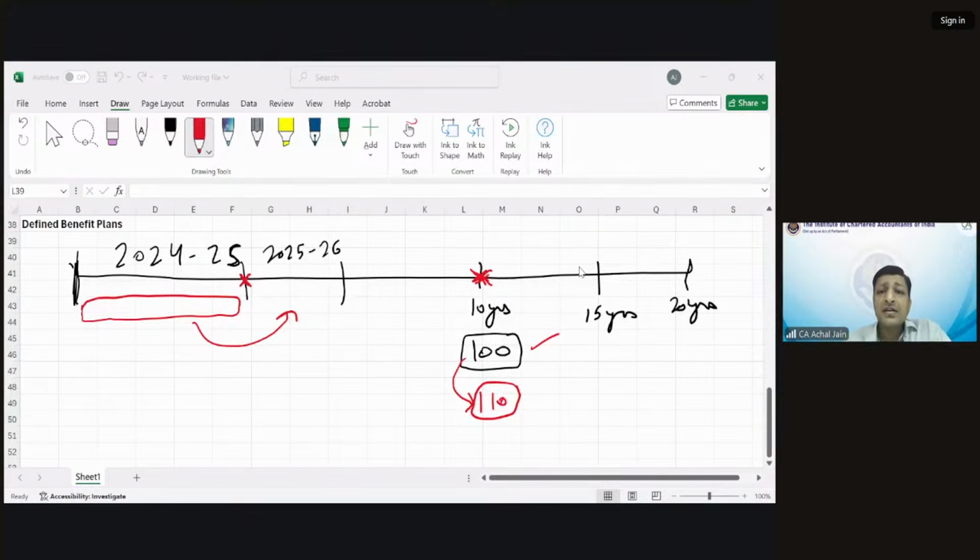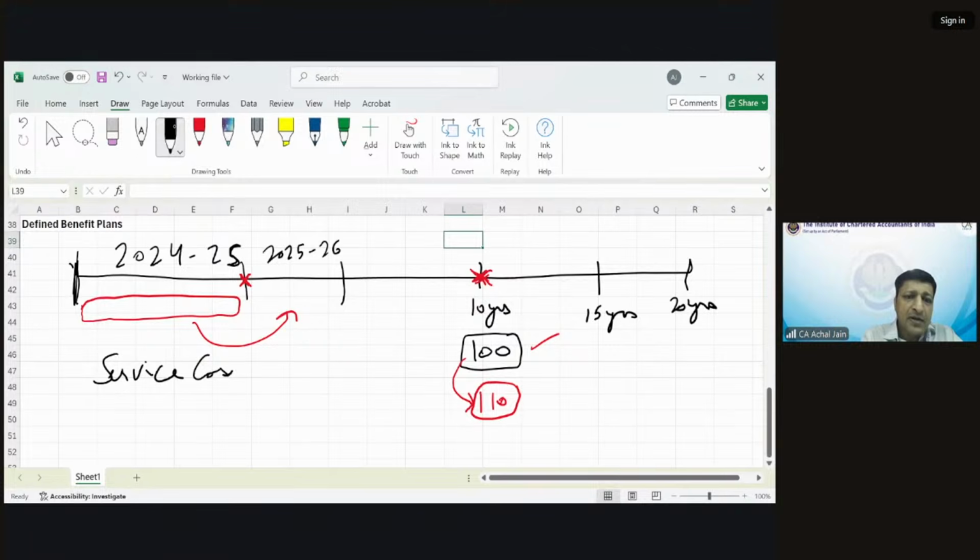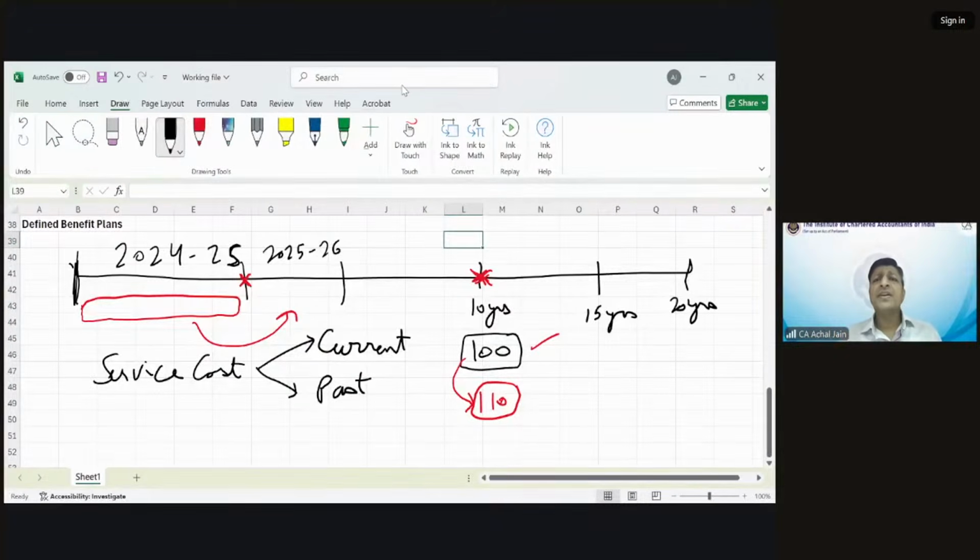Now in this case, this liability is changing because of few factors. What is the first factor? Service cost. That we have already talked about. This liability may change because of service cost. Now that service cost could be the current service cost or the past service cost. This anyways will lead to the change in liability year on year, which is a very simple aspect to be considered.